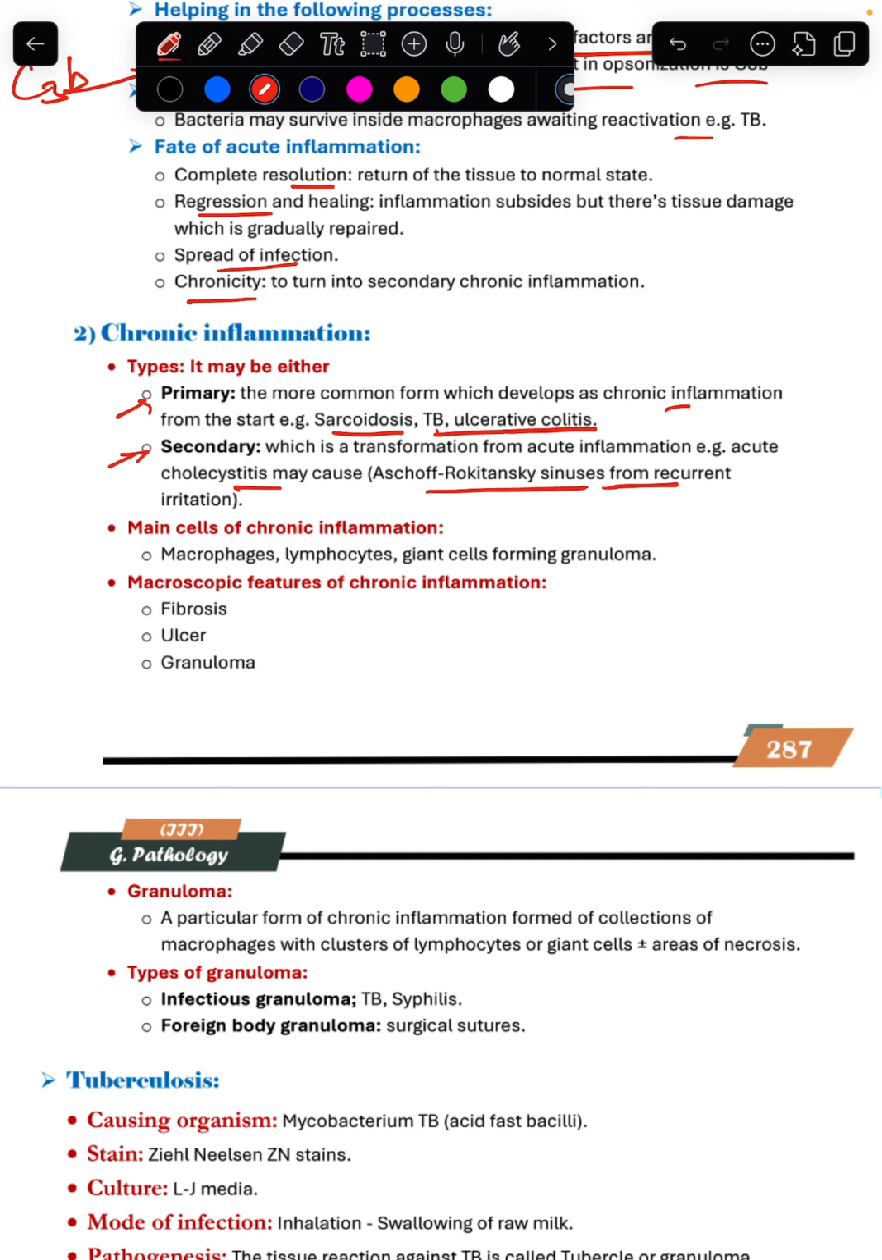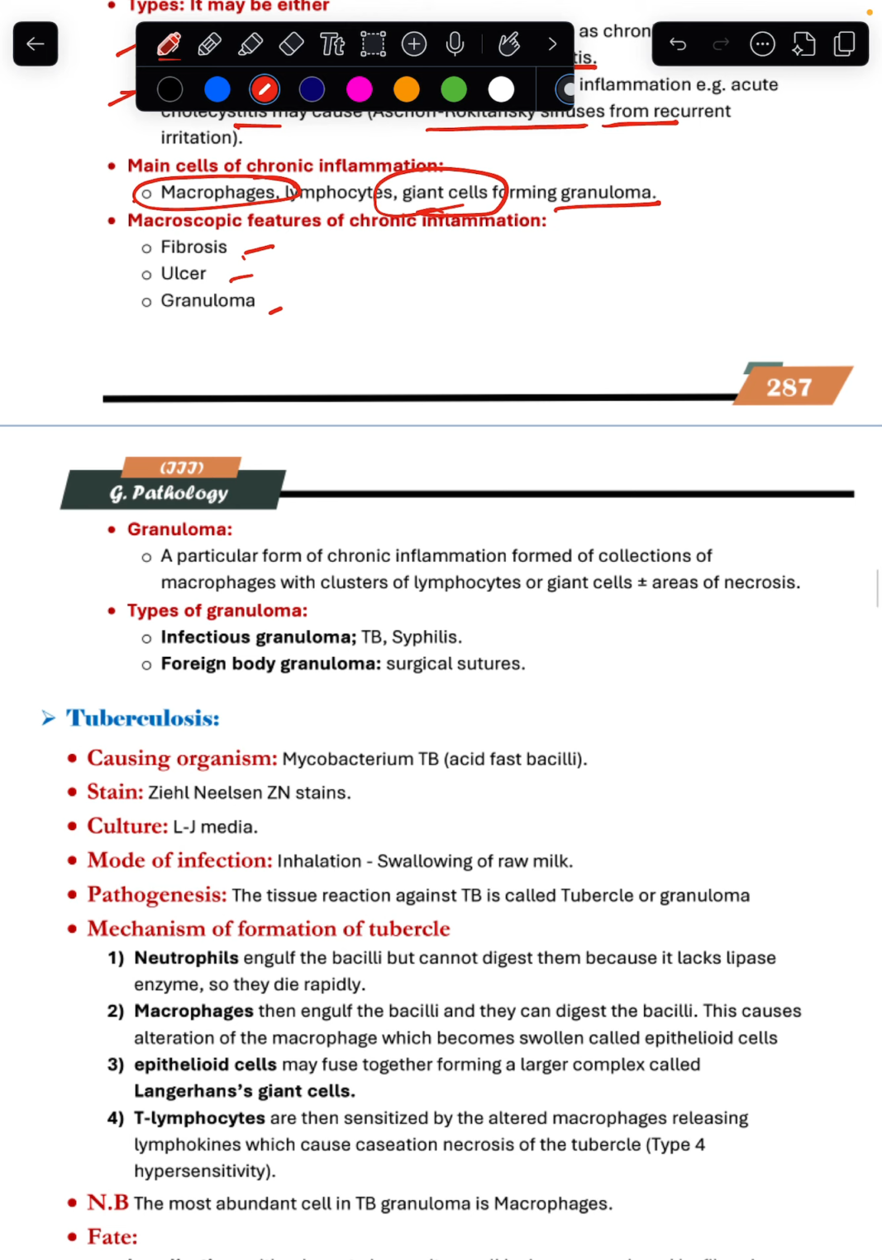Main cells of chronic inflammation: macrophage. This is giant cell formation, granuloma. Microscopic: fibrosis, ulcer, granuloma. Granuloma is a particular form of chronic granular inflammation, consisting of macrophages and a cluster of lymphocytes, giant cells, necrosis. Types of granuloma: infectious, such as tuberculosis, and foreign body granuloma, such as surgical sutures.